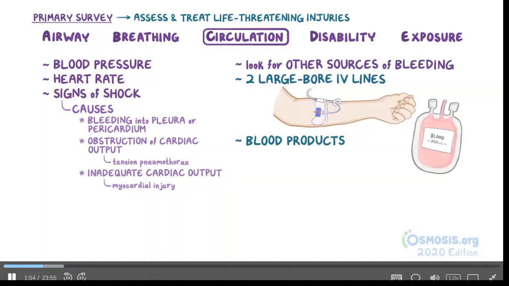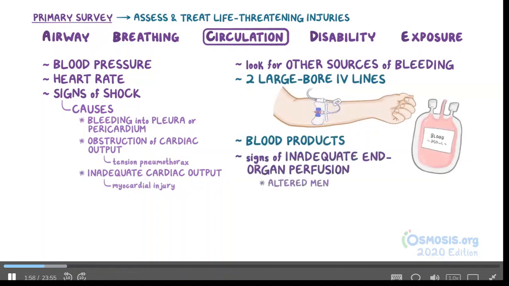It's specifically important to assess for signs of inadequate end organ perfusion, such as altered mental status, decreased urine output, cool or pale skin, and a delayed capillary refill.